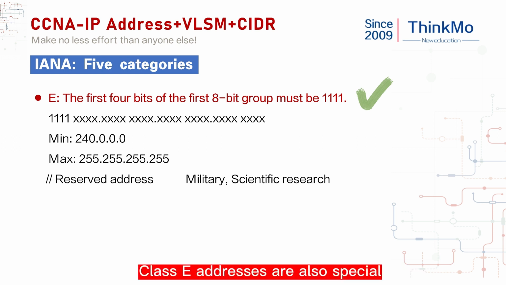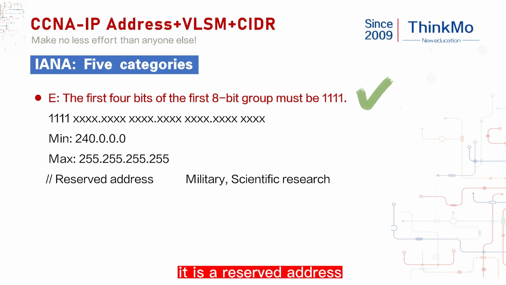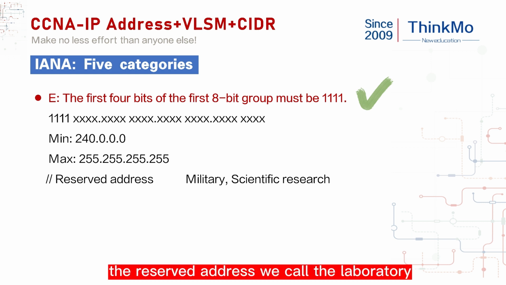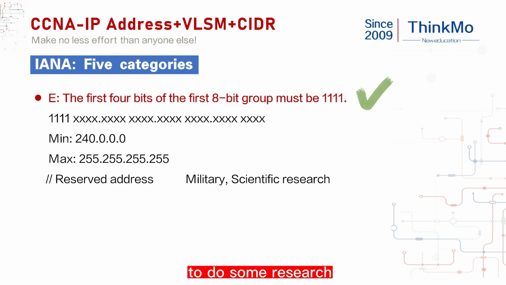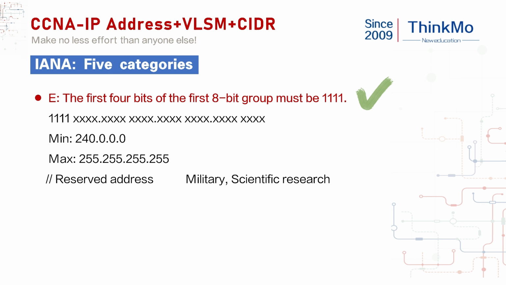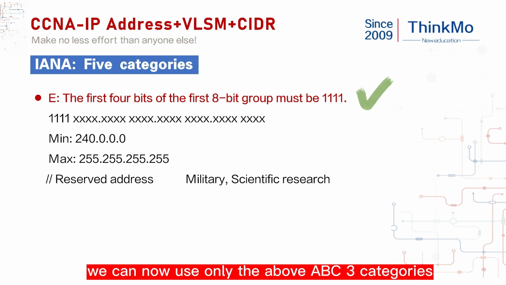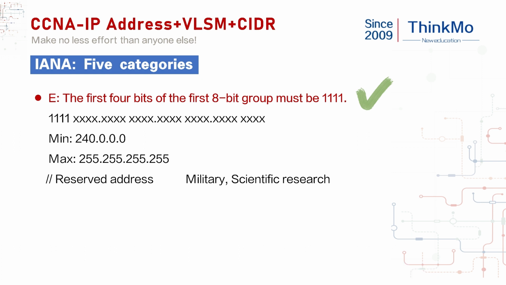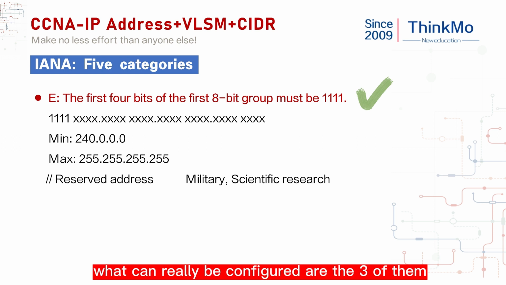Class E addresses are also special. It is a reserved address. The reserved address we call the laboratory. It is used for military or scientific research to do some research. This address is sealed and temporarily unavailable to anyone. We can now use only the above ABC 3 categories. That is to say, what can really be configured are the 3 of them.